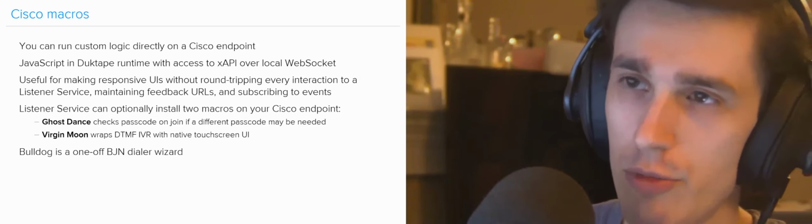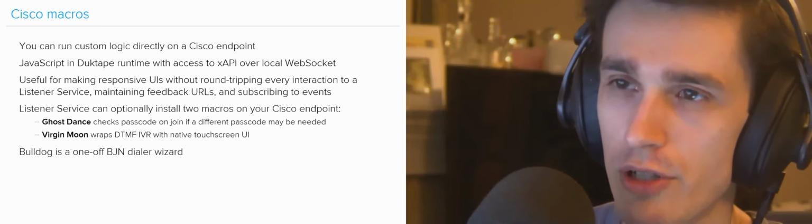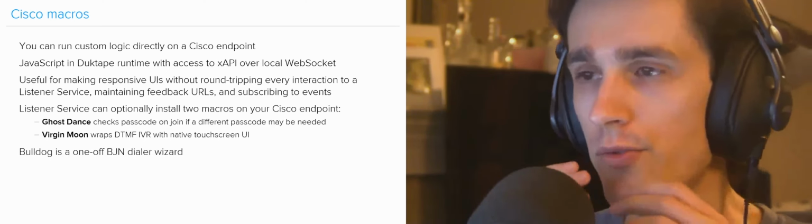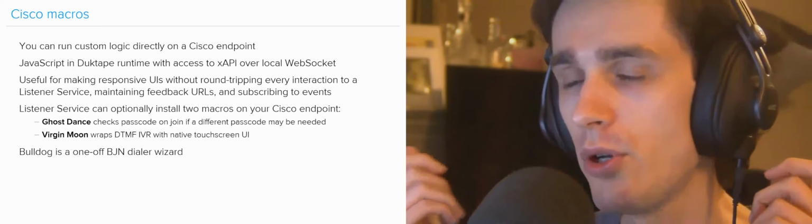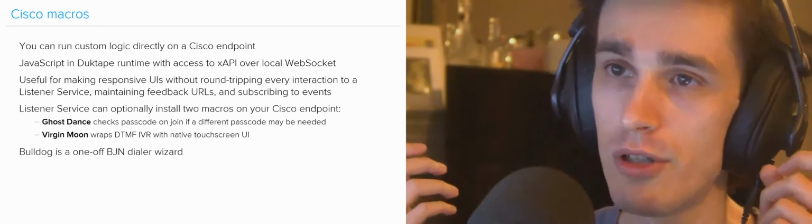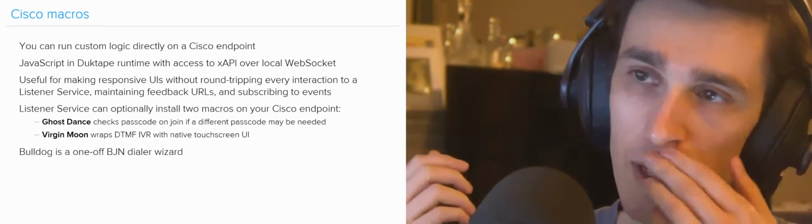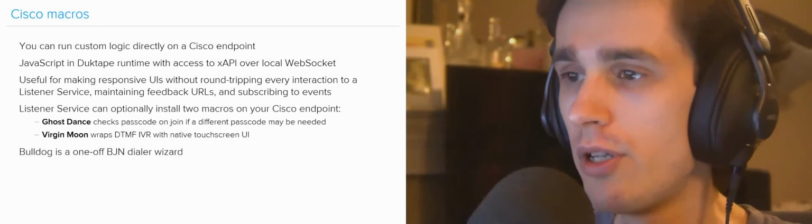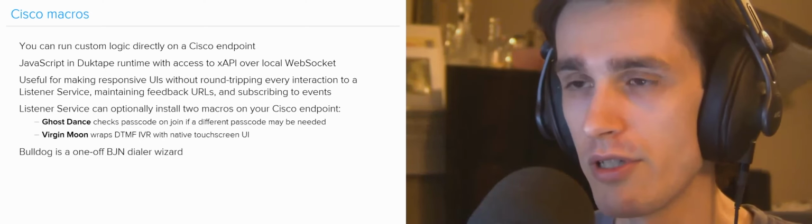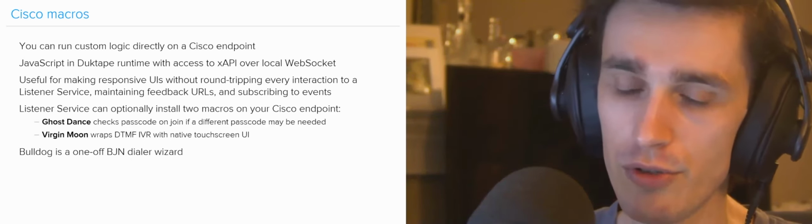So let's talk about Cisco macros. Macros, the word macro means a lot of things. In this case, it means like a JavaScript snippet. And this refers to, you want to have code that runs logic that is provided by the customer, not by Cisco, and you want to run it on the Cisco endpoint. Usually you can't run your own code on these things. You just have to call their APIs, which is very limiting.